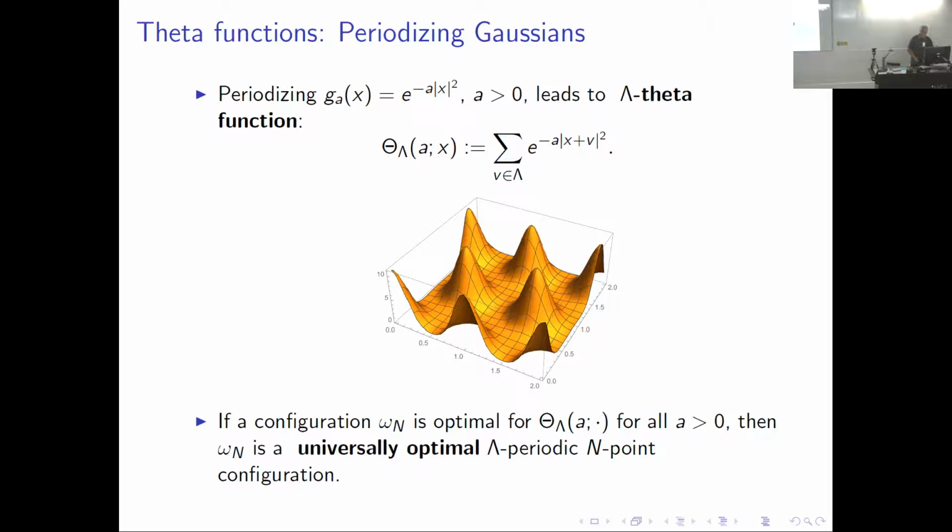And we'll say that if a configuration is optimal for all of the theta functions for all the parameters A, then it's a lambda periodic universally optimal configuration. So this is more specialized than the arbitrary Euclidean space ones.